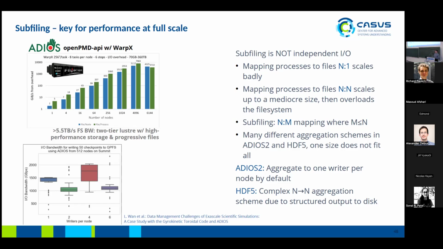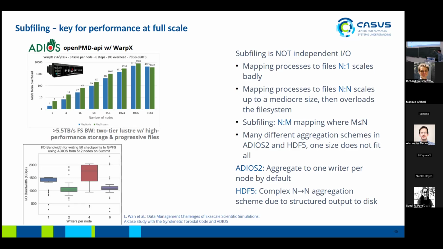N-to-N scales up to a mediocre size, and goes well if you have a small to mediocre size setup. But you will then especially get into the situation that you will overload the file system very soon. Here in this graphic, in this benchmark done with WarpX on Frontier, actually the flip around comes very late. So at some point, writing not one file per process, but one file per node becomes more performant because you have less effects of overloading the file system.